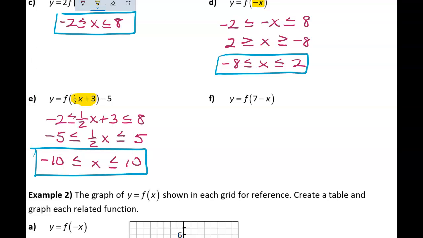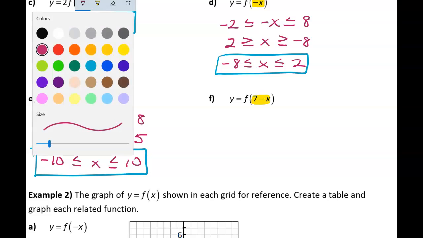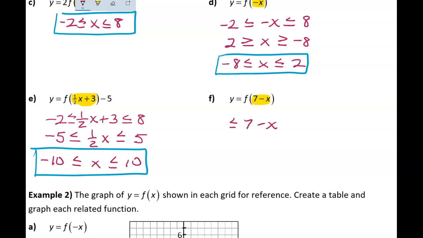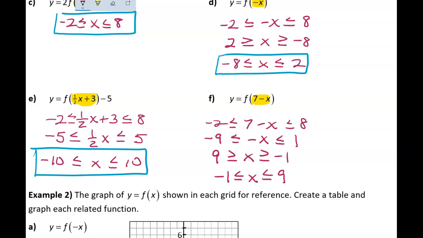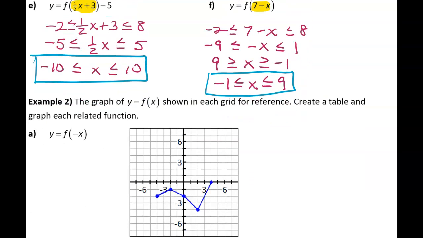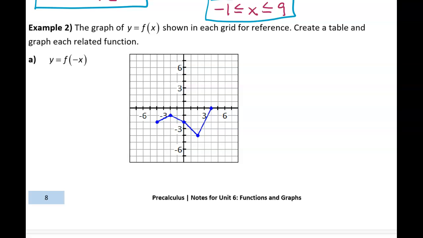And last, this one has an input change. The new input is 7 minus x, so that is what will have to lie in between -2 and +8. Remember that the 7 is positive and the x is negative, so we're going to subtract 7 to isolate the x, and then dividing by -1 reverses the inequality. You're typically going to see that written as -1 is less than or equal to x, which is less than or equal to 9. All right, now that we've got the idea of change in domain taken care of, let's do some actual transformations.